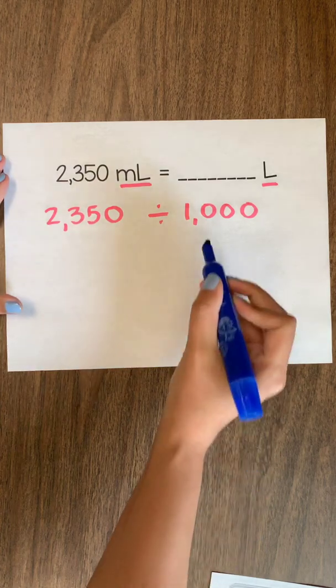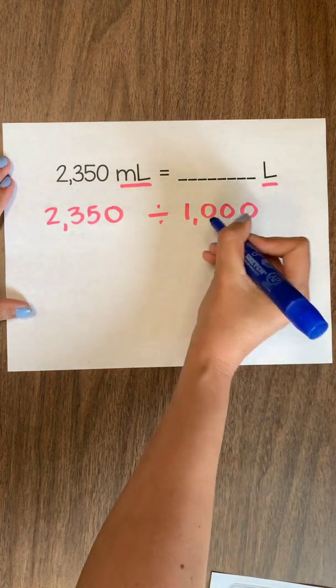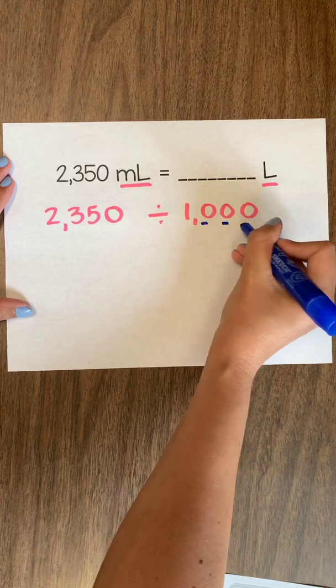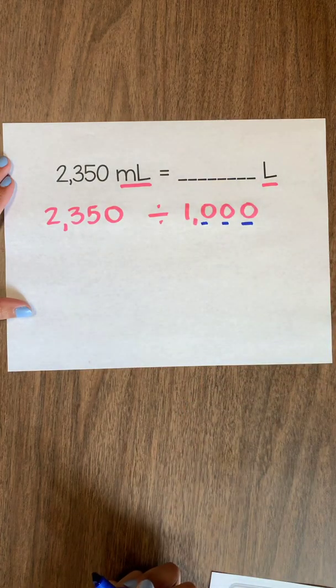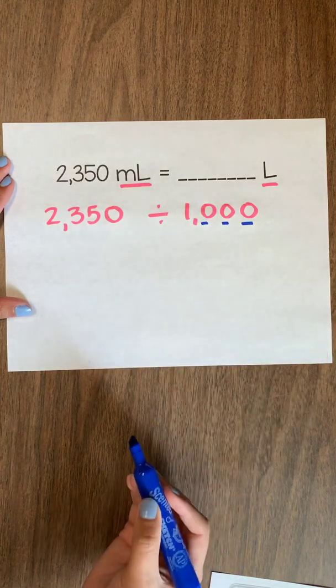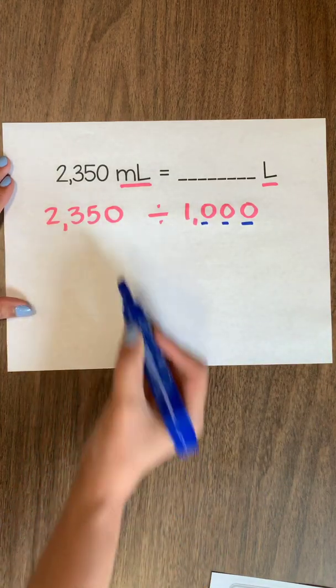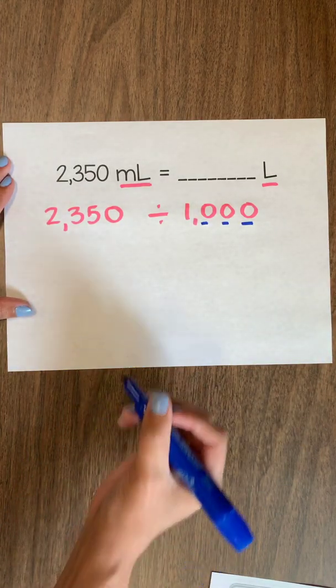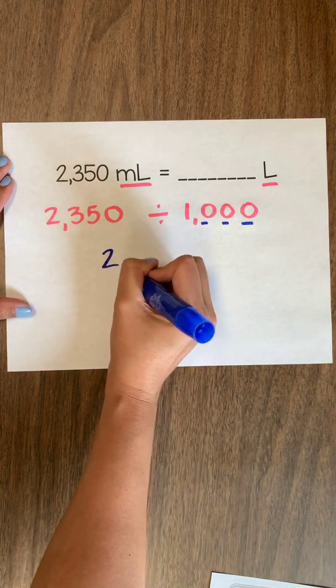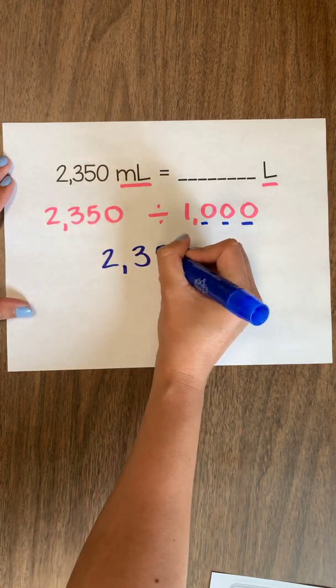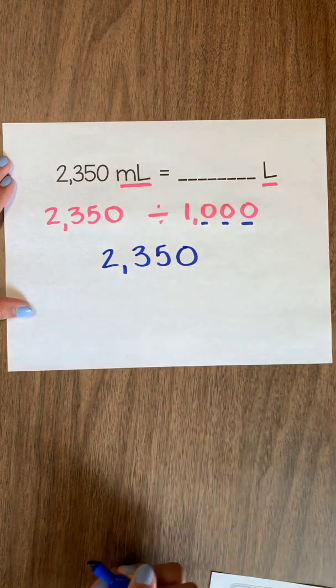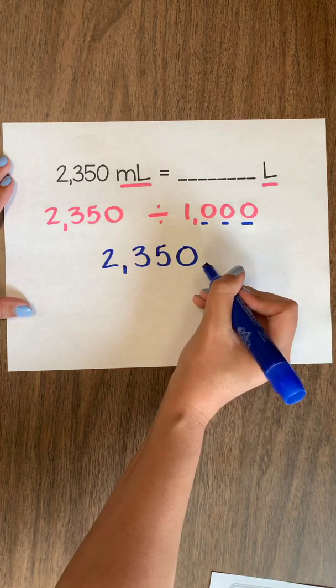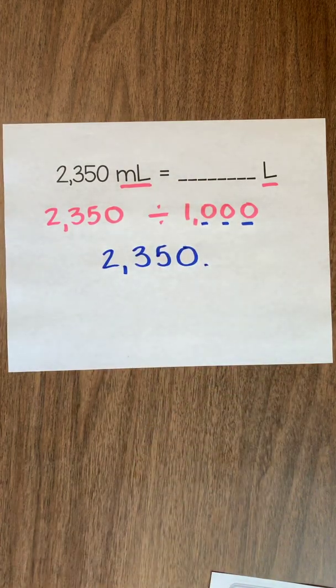So if we look at our divisor, 1,000, there are 1, 2, 3 zeros. So technically what I could do is move the decimal 3 times. Decimal, what do you mean? This doesn't have a decimal. Well, technically, yes, it does. So maybe you remember we talked about this. Every whole number technically has a decimal. We just don't always write it. It's always right there, right? So I can move that decimal 3 times, and then I'll have my answer.